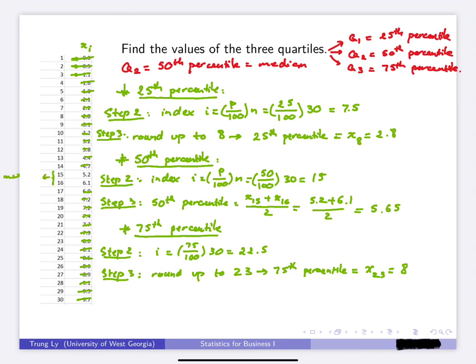Right, so the median will be equal to (5.2 + 6.1) divided by 2, which is 5.65. The 50th percentile here, which is the median, is also equal to 5.65. So we're good there. In the real world, if you want to find the median using the brute force way, that's fine. If you want to follow the procedure we did here, that's fine as well.